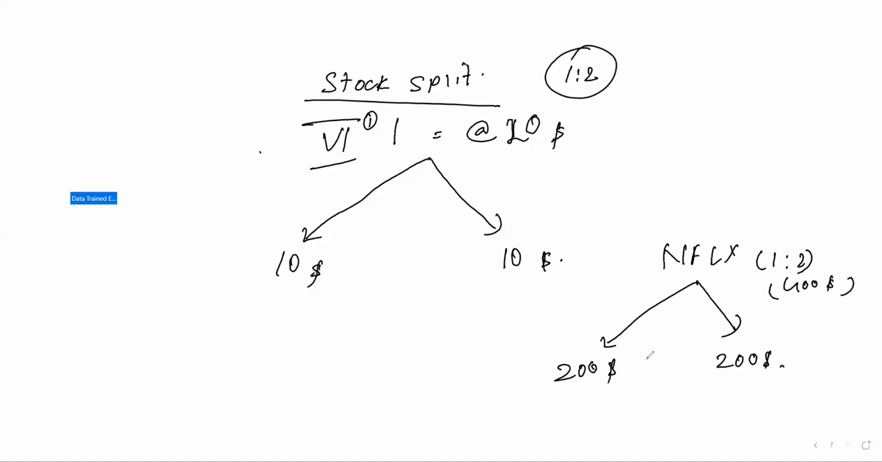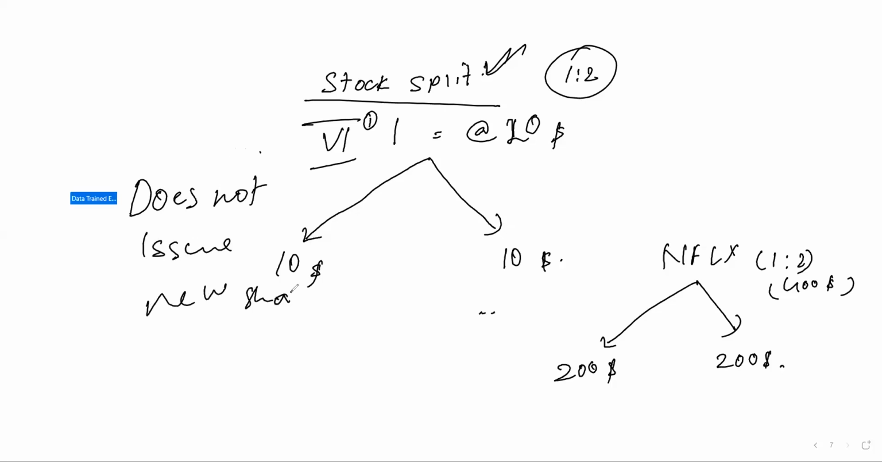Now, why would a company announce a stock split and how is it different from bonus shares? Under this stock split, basically what happens? The company does not issue new shares. Why do companies split their own shares? I'll tell you why. Instead, they split their existing shares into various proportions.